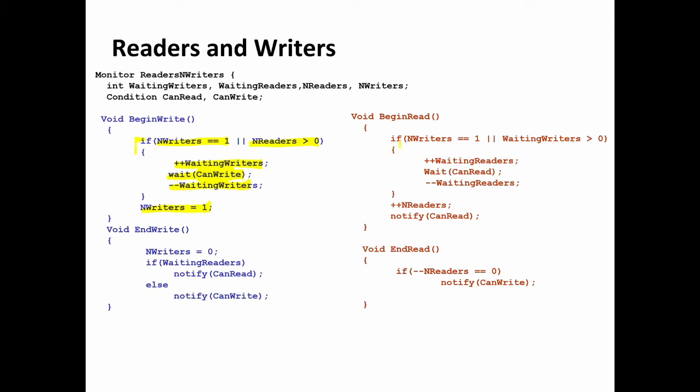What about the readers? In the case of readers, you again check whether the number of writers is 1 or the waiting writers is greater than 0. In this case, it would increment the waiting readers, and then do a wait on can read, and if it wakes up, it would decrement it by 1, and then finally it would notify can read. Why does it do this? Once it enters here, it should notify other readers so that they can also wake up and get in and do their reading.